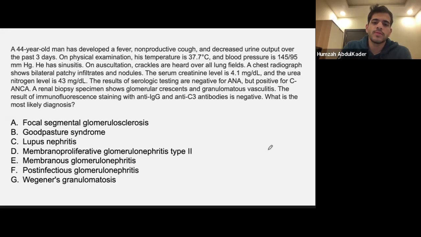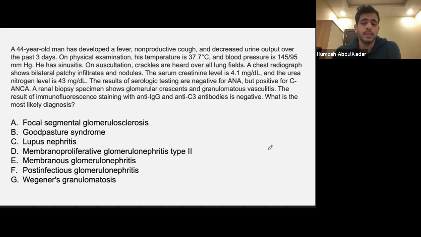The serum creatinine is 4.1 and the urea is 43. The results of serologic testing are negative for ANA, but positive for C-ANCA. A renal biopsy shows glomerular crescents and granulomatous vasculitis. The result of IF staining with anti-IgG and anti-C3 antibodies is negative. What is the most likely diagnosis?